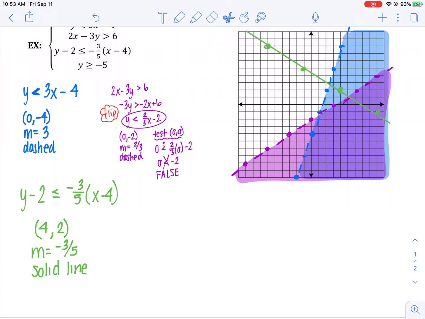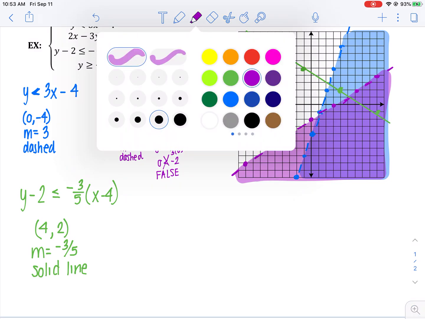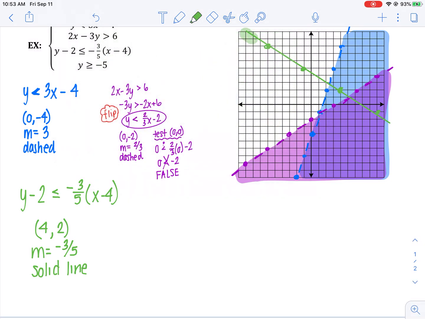Now I need to shade. I can either look at the inequality symbol and shade below, or do a test point. Either way, depending on which method you use, you will shade below. If you are shading with different lines, make sure one of them is like horizontal, one of them is vertical, so you really can tell where they overlap.